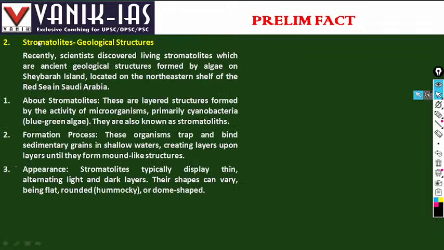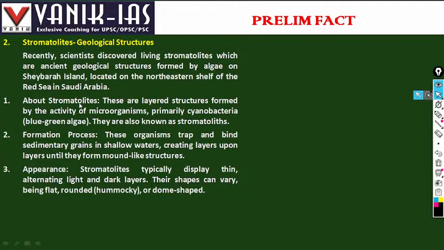So then the stromatolites, that geological structure. Recently, scientists discovered living stromatolites, which are ancient geological structures formed by algae, on Shura Island, located in the northern shelf of the Red Sea in Saudi Arabia.